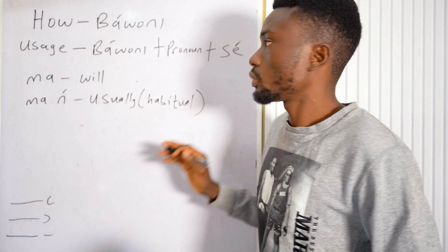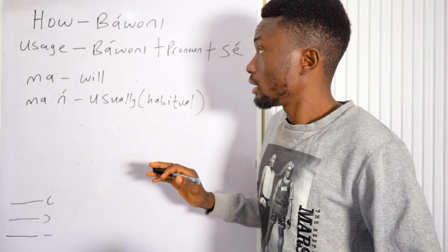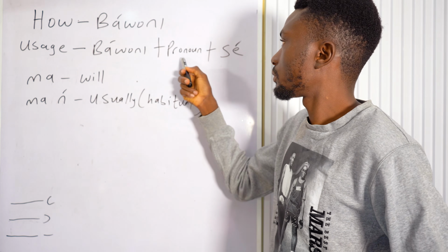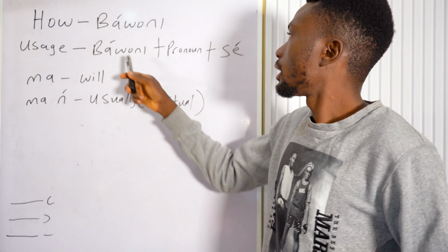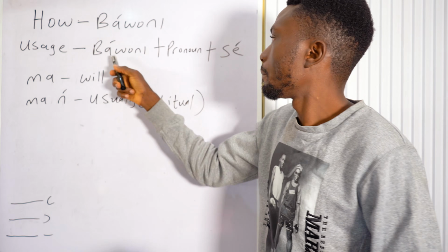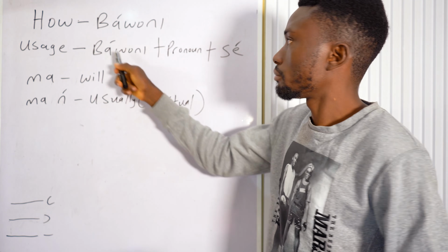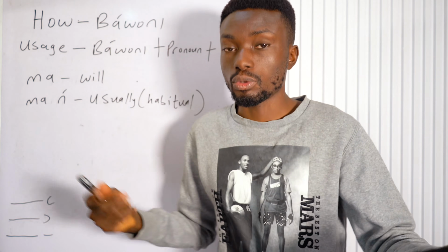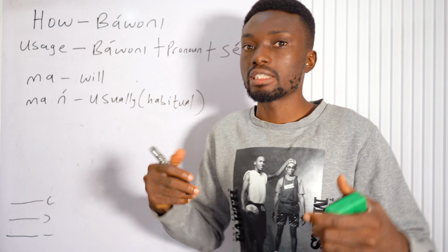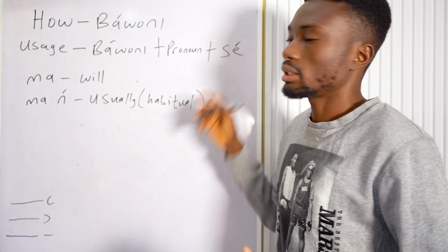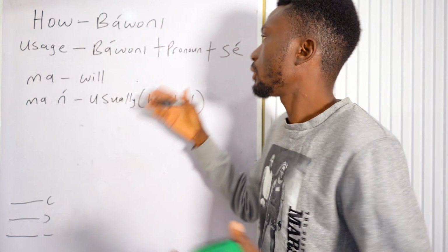So let me just take you on a very steady pace. Báwo ni plus pronoun plus ṣé. So báwo ni o ṣé. This is how did you. Báwo ni o ṣé. Báwo ni, how. Pronoun o, you. Maybe you are asking me a question. O is you. If it is they, it is wọ́n. So báwo ni wọ́n ṣe. How did they. Báwo ni wọ́n ṣe.